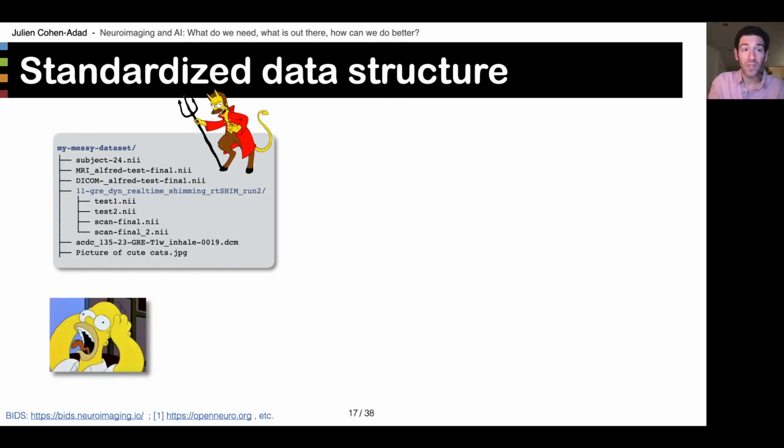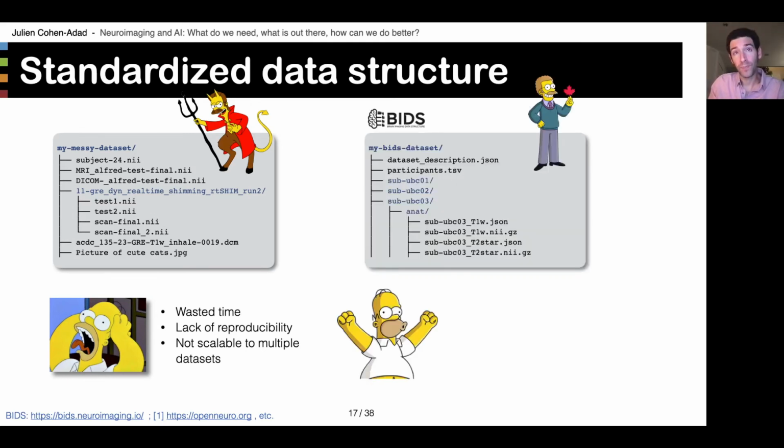Obviously, sharing such datasets should be avoided because it leads to wasted time, lack of reproducibility, and it makes it difficult to scale a training strategy that combines multiple datasets. And as I speak, many datasets that look like this one are being shared by the scientific community. So this practice really has to change. How can we make it change?